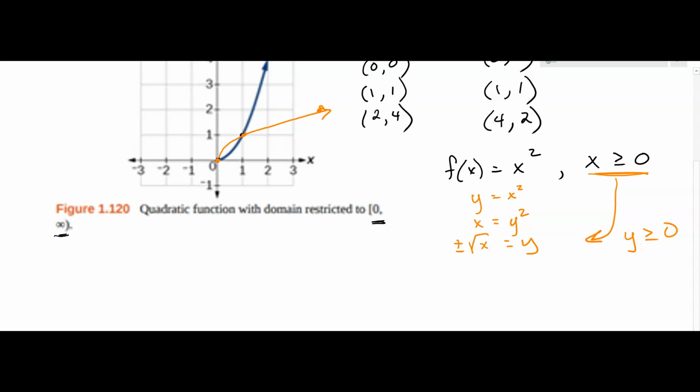Think about switching out the x and y, okay? That switch. Then if y has to be positive, we don't get the plus or minus here. We're just going to have the positive case. So we get the square root of x equals y, based on the restriction that we had from the original function. And so f inverse of x equals the square root of x. And we do know the restriction on that: x has to be greater than or equal to 0 because it's a square root function.